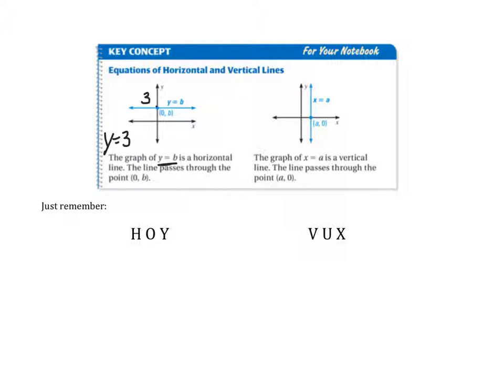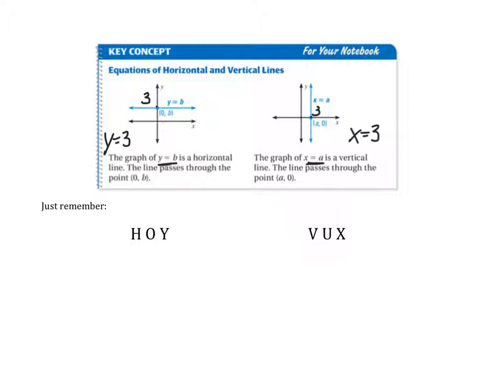A vertical line would be when you have x equals some number. So the graph of x equals a is a vertical line. The line passes through the point a, comma 0. So again, if they said x equals 3, you would be able to identify that that's a vertical line, and the place where it's hitting the x-axis is at x equals 3. So this point right there would be 3.